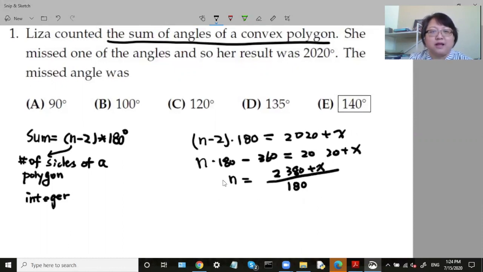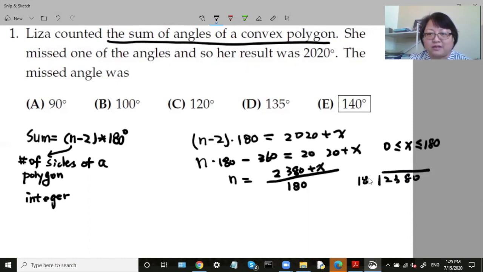Okay, so as we remember, n has to be an integer. So that means this 2,380 plus x should be divisible by 180. Also x has a range because this is one angle of a convex polygon, so x should be in the range of 0 and 180. Okay, so let's do the division quickly.